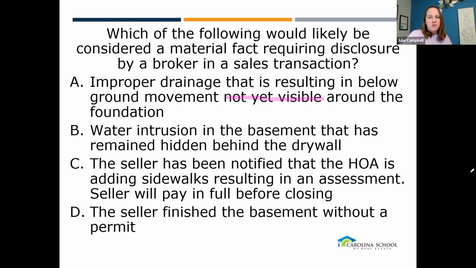B says water intrusion in the basement that has remained hidden behind the drywall. The only way to find that is to bust into the drywall. And remember, we're not going to damage anybody's personal property. You see these words that we're kind of looking for now? Things that aren't obvious. And I know it's hard because you're reading it, so you know. But if you weren't reading it, if it's hidden, if it's not yet visible, you wouldn't know. Does that make a little bit more sense? So hidden, not yet visible. These are latent, L-A-T-E-N-T, defects.